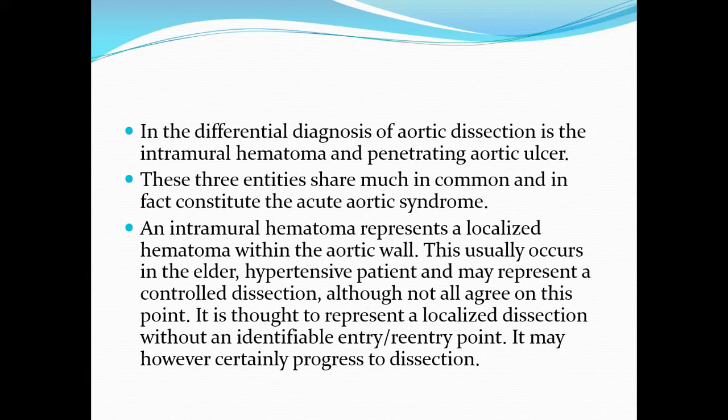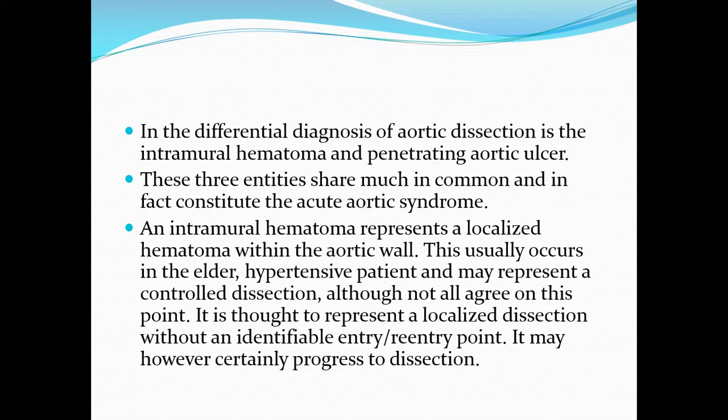In the differential diagnosis of aortic dissection are intramural hematoma and penetrating aortic ulcer. So, aortic dissection, intramural hematoma, penetrating aortic ulcers, three diagnoses share much in common, and all of them are called acute aortic syndrome.